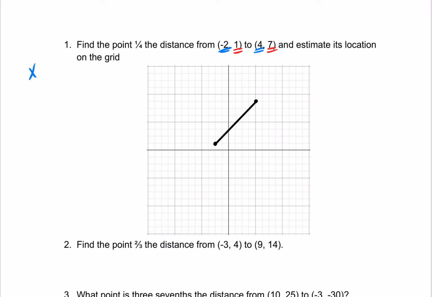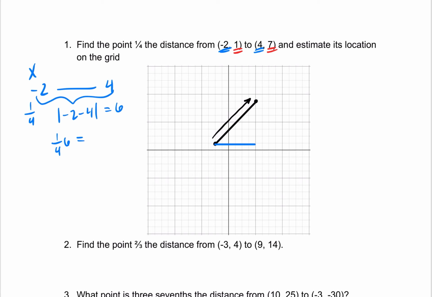Connecting these two lines, really the goal of this problem is to travel 1/4 the distance across this line from this point to this point. If I'm doing this in the x direction, that'd be this way, that'd be my blue line here. And really the goal then is to travel from negative 2, if I think of it like a number line, from negative 2 to 4, and I want to go 1/4 the distance of that. So all the way across, negative 2 to 4, that is absolutely 6. And then of course, 1/4 of 6 is 3/2.